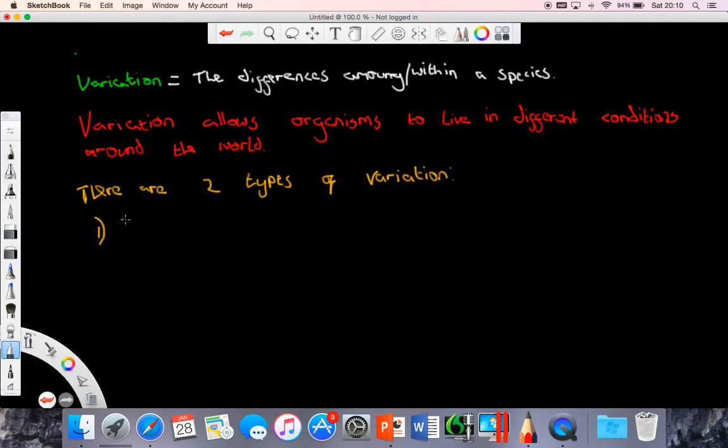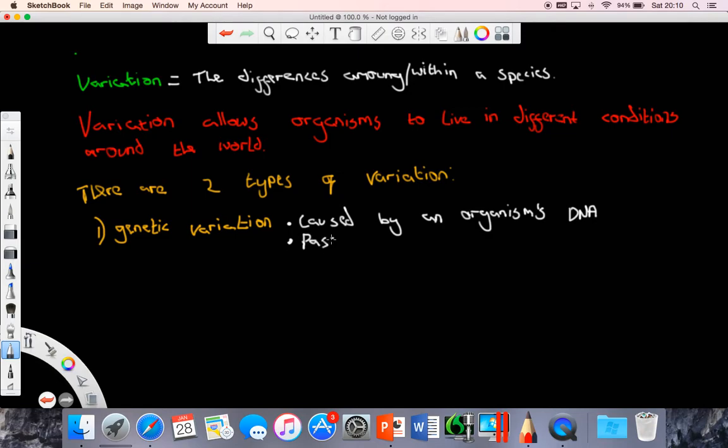The first type is genetic variation. Now, genetic variation is caused by an organism's DNA. Okay? So, genetic variation is caused by an organism's DNA, or their genetic material. So, these are the things that are passed from parent to child.